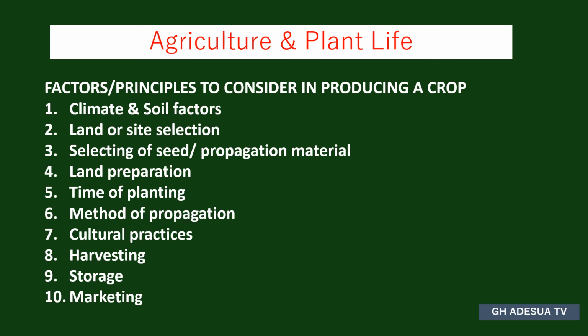Now, there are some factors that you need to consider in producing a crop. The first one is the climate and the soil factors. It's not all crops that can grow in every terrain. For example, apples do not grow in Ghana because they need a cold environment. So it's not every crop that can grow in a particular climate.